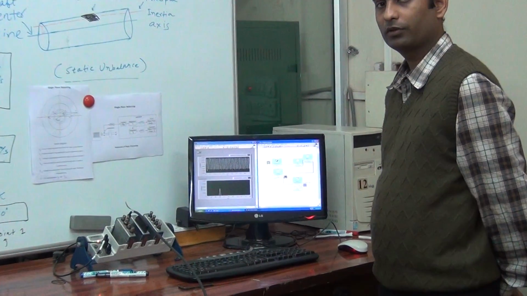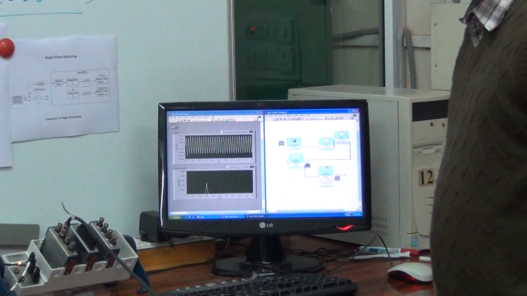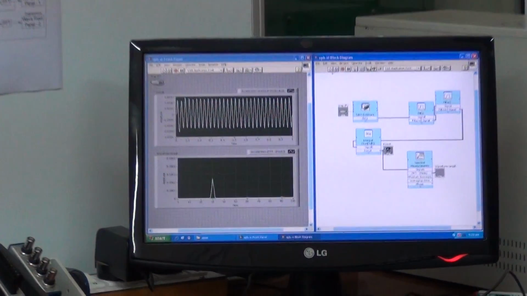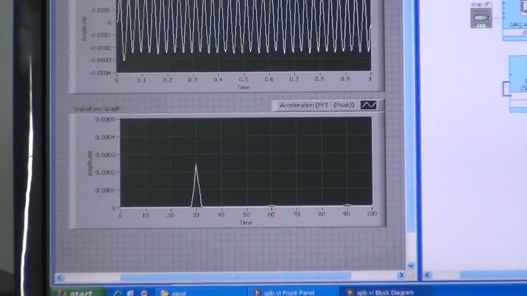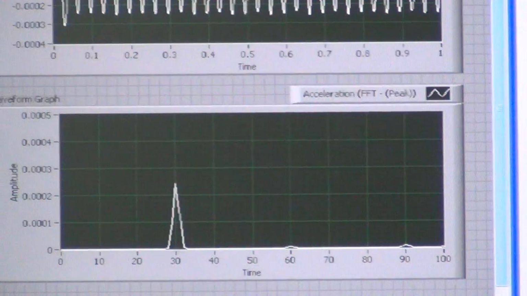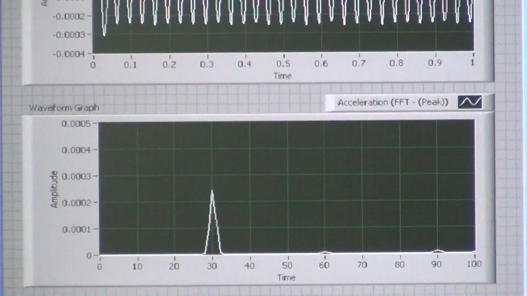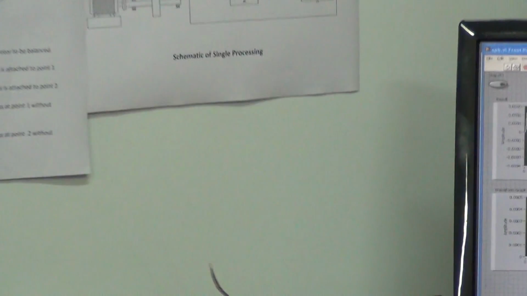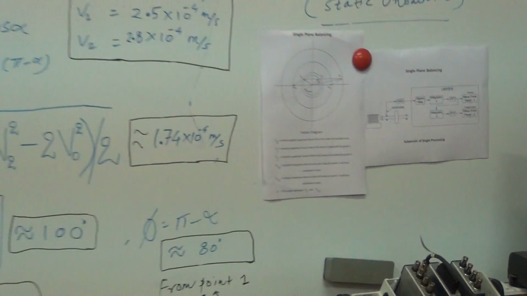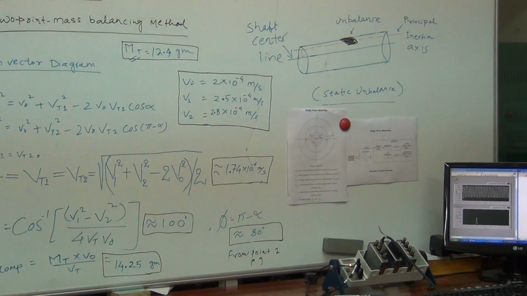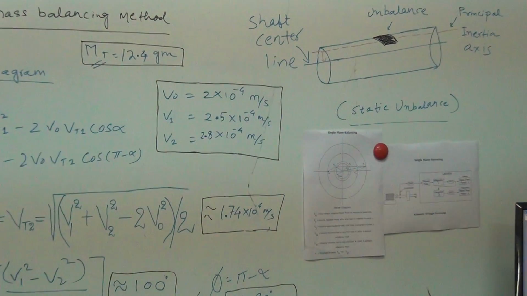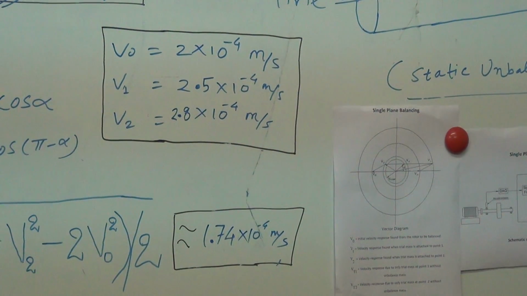Now come to the screen. We can see that the second response we have got is around 2.5, which we have already measured. That is 2.5 × 10^-4 meter per second. Now let us take the third response at point 2.